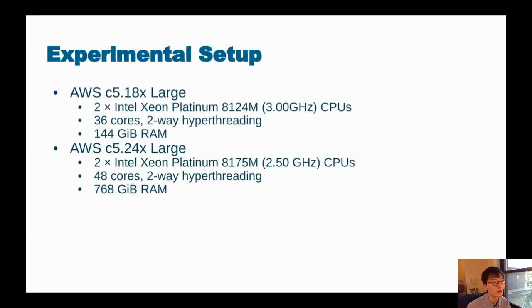Now for experiments, we perform all our experiments on the AWS platform, and we mainly use the machine shown on the top with 36 cores and 144 gigabytes of RAM. In addition, for some of the largest datasets, we use the second machine, which has 48 cores and 768 gigabytes of RAM.